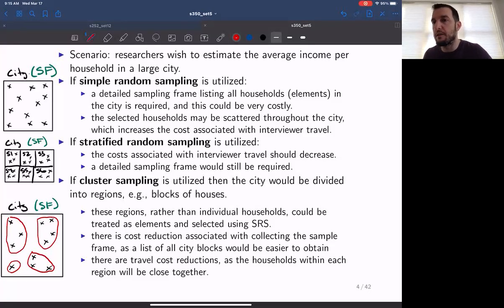The reason that this is beneficial from the frame point of view is because now you don't actually need a list of the different households, you just need a list of the different neighborhoods or blocks that are within the city. So that would reduce the size of the frame as well.